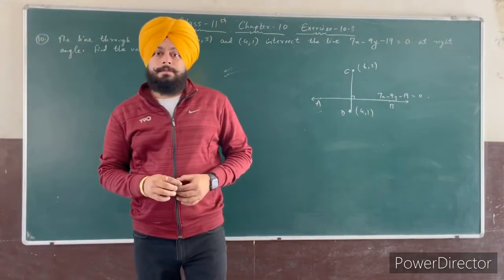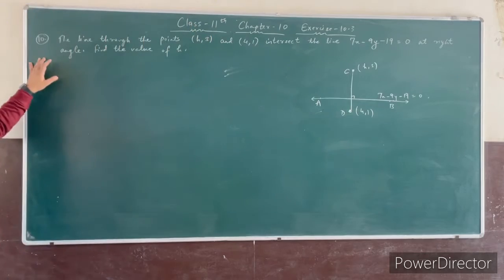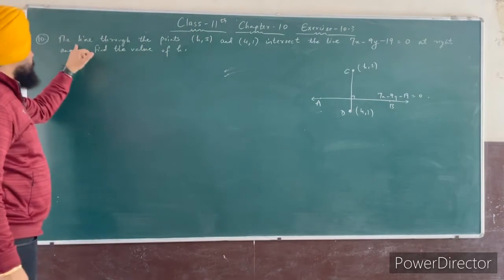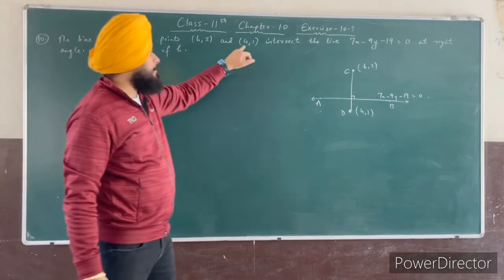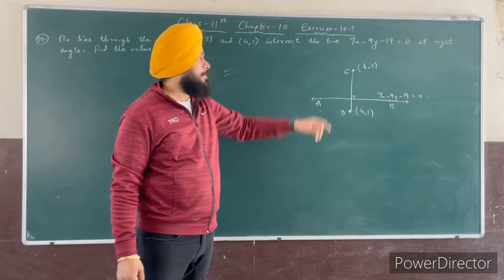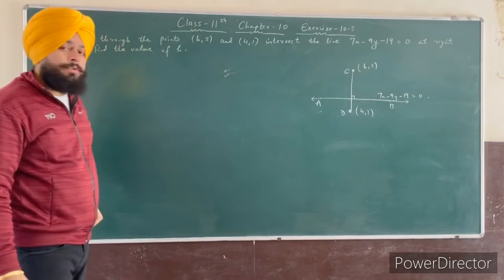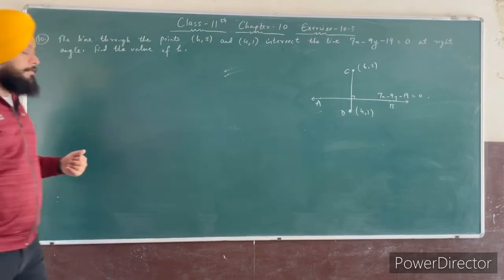Good morning students. Next we will do question number 10 of exercise 10.3. The line through the points (h, 3) and (4, 1) intersects the line 7x minus 9y minus 19 is equal to 0 at right angle. Find the value of h.